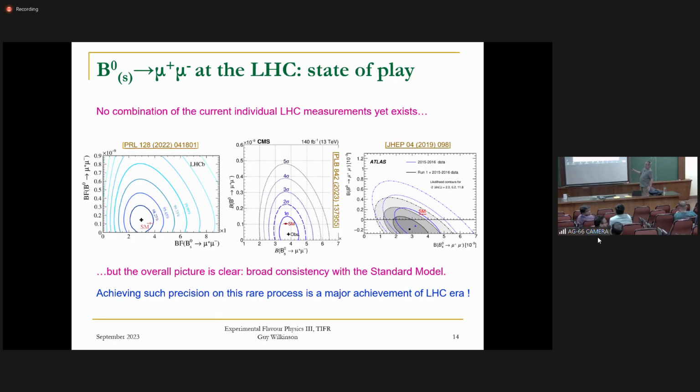Yeah, I agree. So when ATLAS have finished analysing all their data, I think there will be a combination which will come out of the full Run 1, Run 2 LHC.